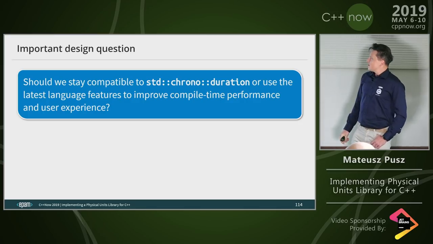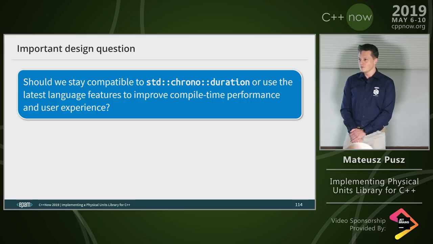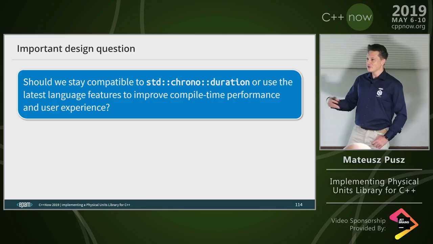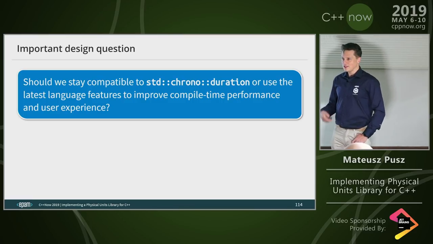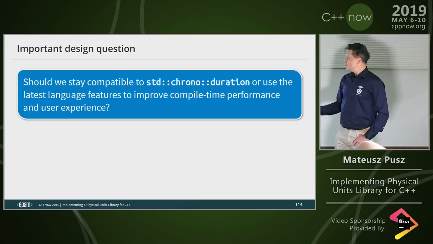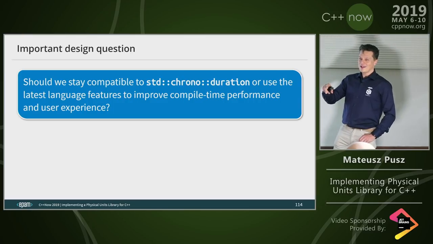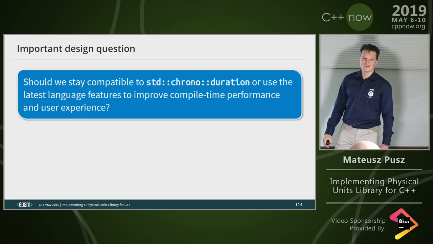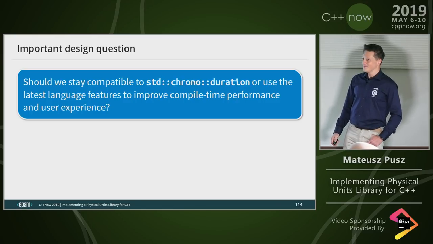Yeah, and we have a really big, important decision to make. Should we stay compatible with duration as much as possible, because it's there already, it's part of the standard, it has ratio, people already learned how to use it? Or should we try to improve it using the latest features? The problem with duration is also that it already exists, and actually duration should be an alias of my quantity type. I cannot easily move below duration, because this is an API break, even if the interface is the same, yes? So it's a problem, what to do with duration, anyway.